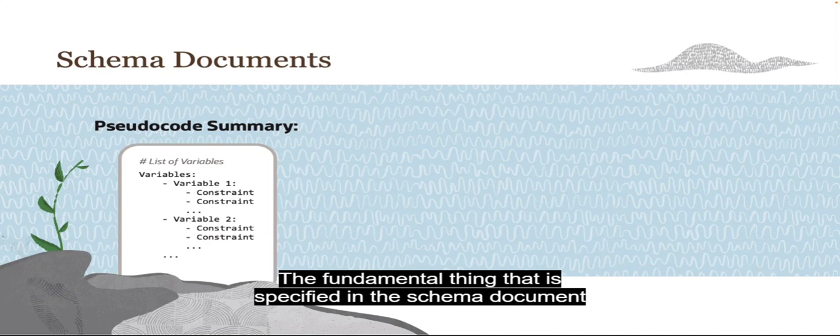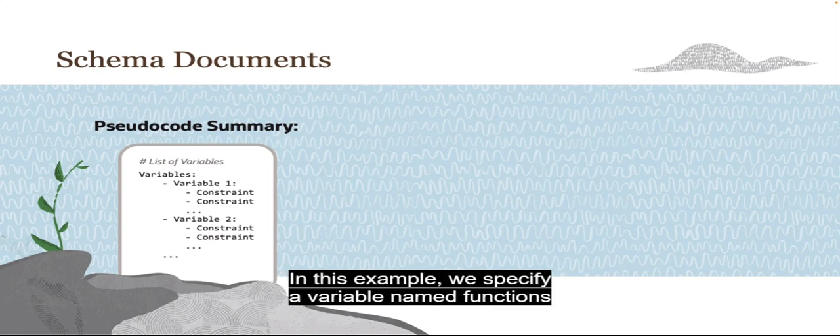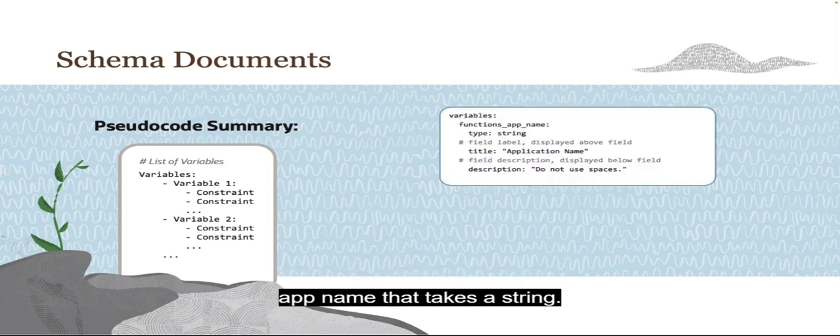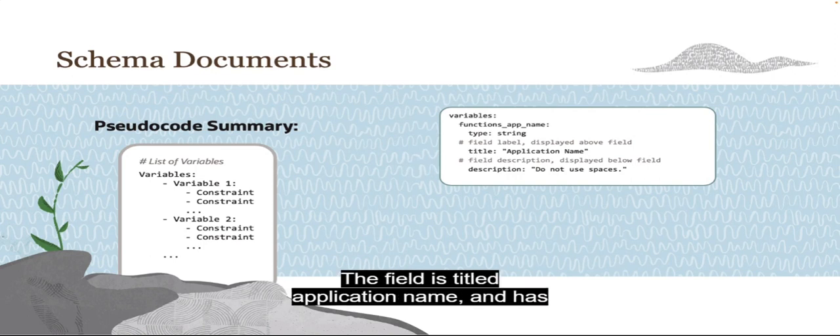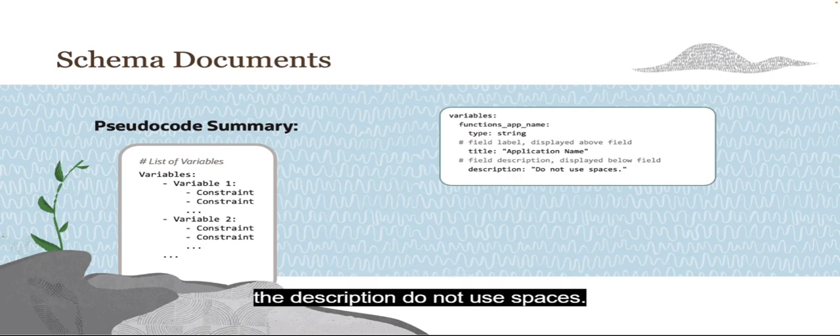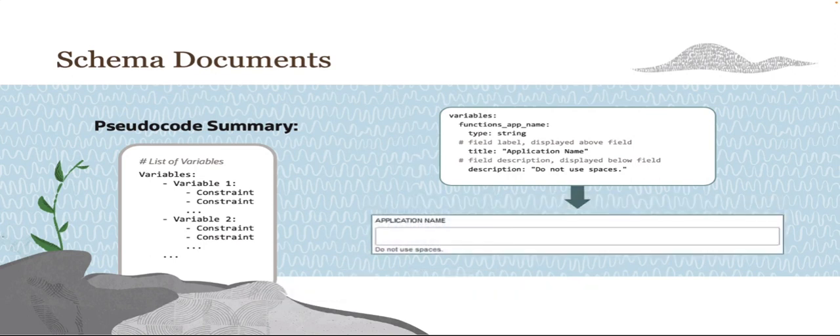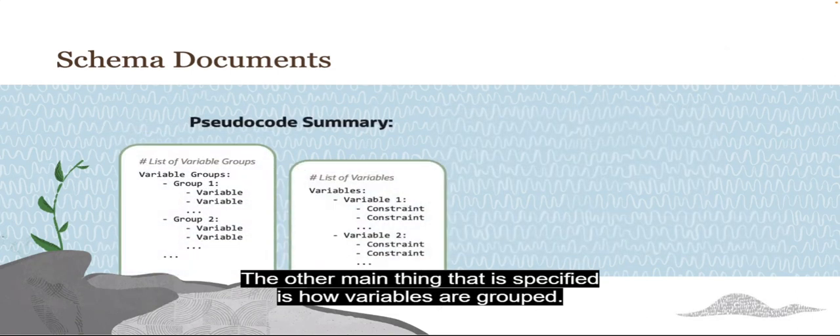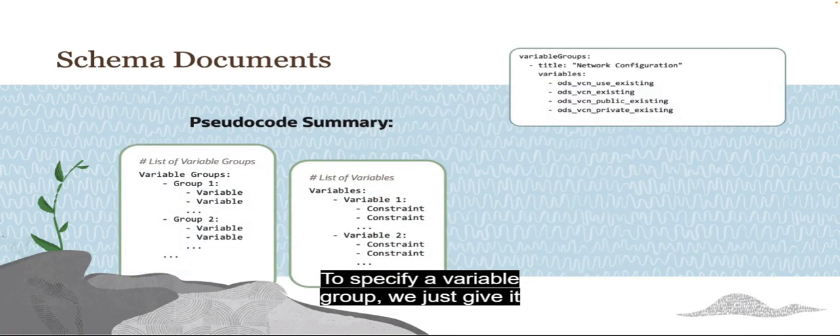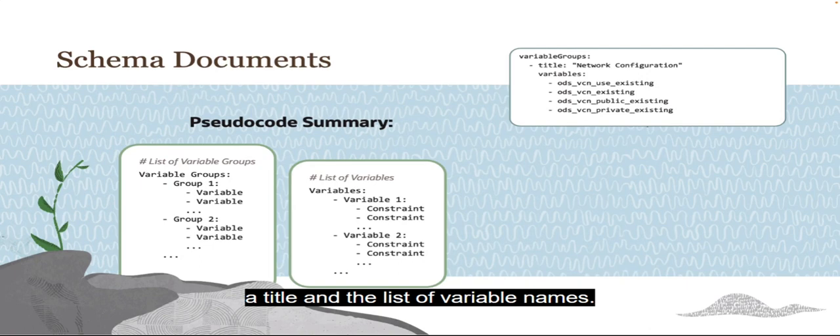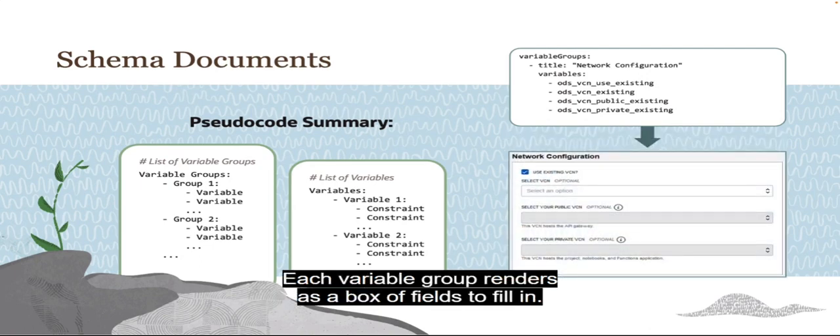The fundamental thing that is specified in the schema document is a list of all of the variables. In this example, we specify a variable named functions app name that takes a string. The field is titled application name and has the description do not use spaces. It ends up getting rendered like this. The other main thing that is specified is how variables are grouped. To specify a variable group, we just give it a title and a list of variable names. Each variable group renders as a box of fields to fill in.